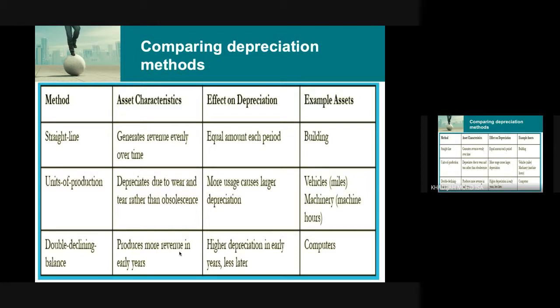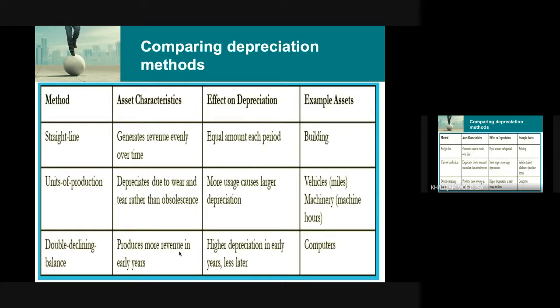Let's assume 1,000 in the first year. Second year, it becomes 2,000. Third year becomes 4,000, because 1 times 2, 2 times 2, 4 times 2, like that. So it produces more revenue in early years because the depreciation expense is small in the early years. But as you go along, the depreciation gets higher. Higher depreciation in early years, less later.